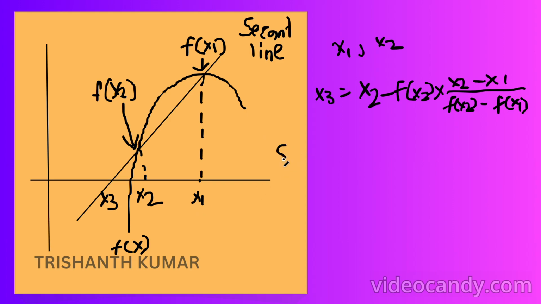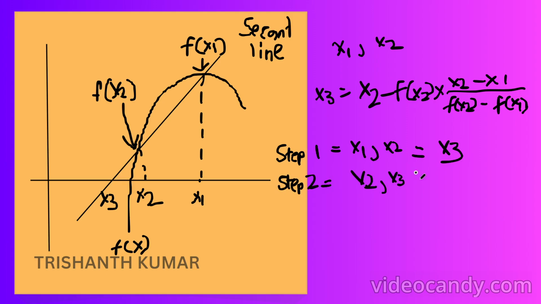Okay, step number 1: the input is x1 and x2, which become x3. Step number 2 is x2 and x3, which become x4. Step number 3 is x3 and x4, which become x5. So each iteration drops the oldest point and uses the two most recent ones.